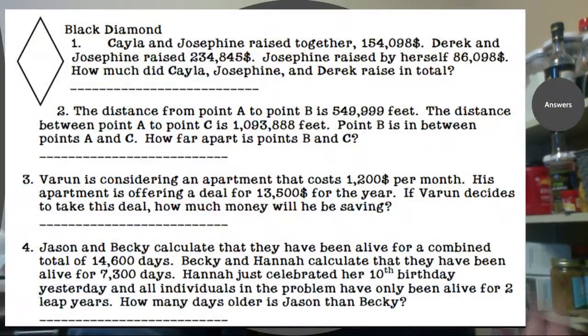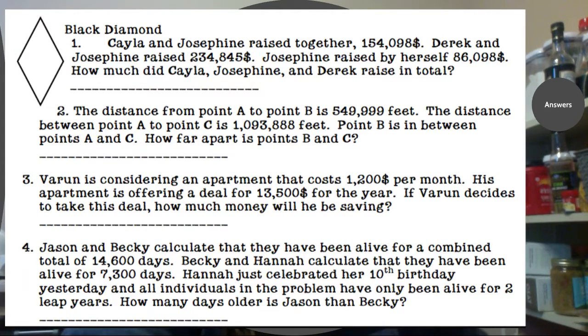So to find Derek's, I'm going to take my total minus the part to figure out the remainder. So I have 234,845 minus 86,098. Again, my expectation is you're doing this on your own with me.